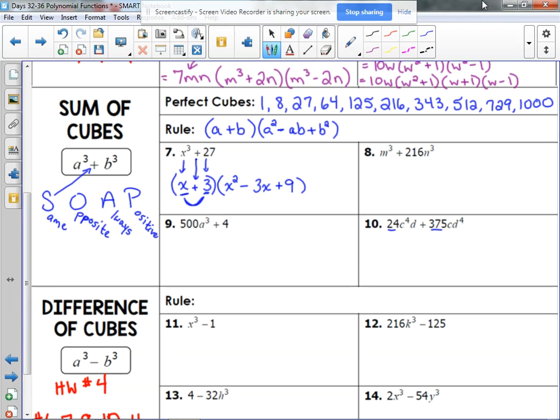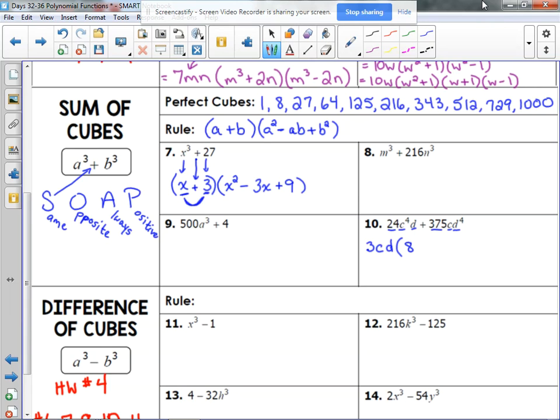24 and 375 are not on our list of perfect cubes. So that means there's a GCF, right? They are both divisible by 3. Variable-wise, we also have a GCF, right? They both at least have a C, and they both at least have a D. So 3CD is our GCF.